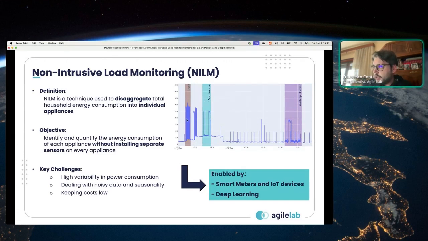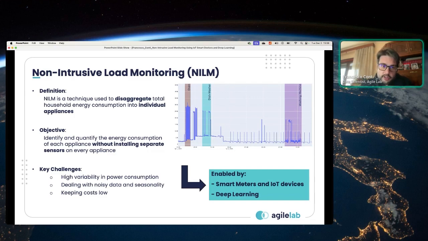And if you examine this plot, you can notice that these appliances have different characteristics in terms of frequencies, in terms of pattern of usage of the energy, on and off periods. So the final aim of NILM is to exploit these patterns in order to identify and quantify the energy consumption of each appliance. But we want to do this without installing separate sensors on every appliance.